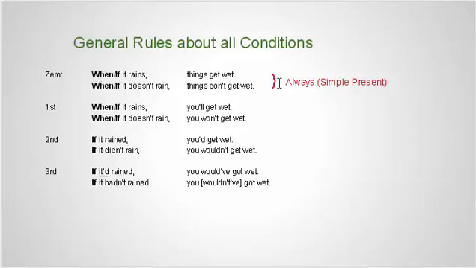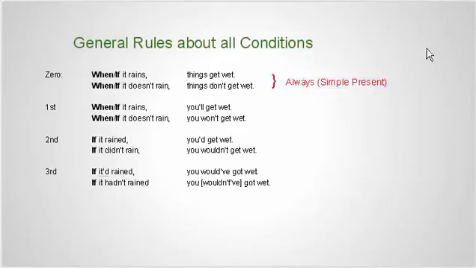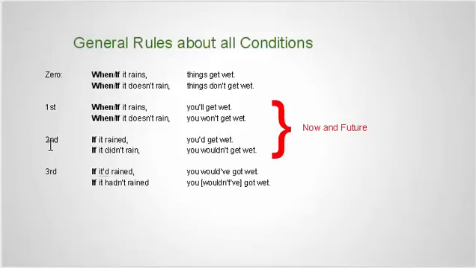The 0 condition is talking about what always happens. It's in the simple present, and the first and second are both in now and the future. One is real, one is hypothetical. And the last one is the past. The third condition is only the past. As you can see, we have a full spectrum and a whole section of spoken English here.